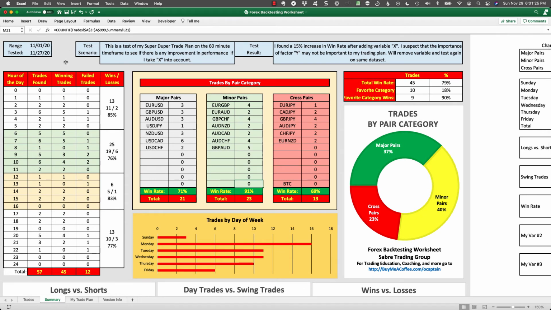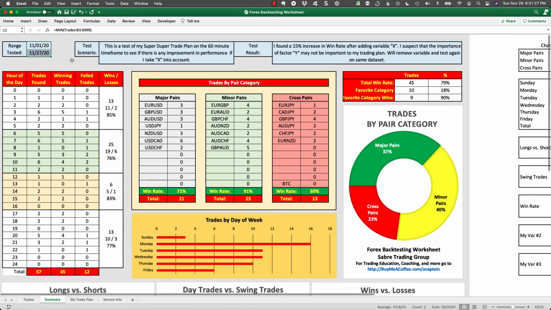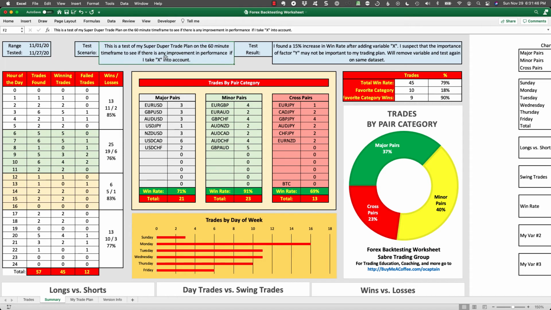And also I added to the top the range. So if you decided to print this out, you would actually have the range that was tested for this particular data set. And then I put in here the test scenario. So what are you testing in your trading plan? All right. So this is the test of my super duper trade plan on the 60-minute time frame to see if there's any improvement in performance if I take X into account. All right. So this is assuming that someone has a good trading plan, but they're curious, can I improve it? Can I take X into account?